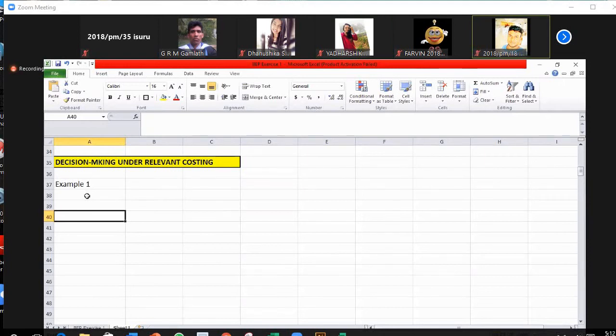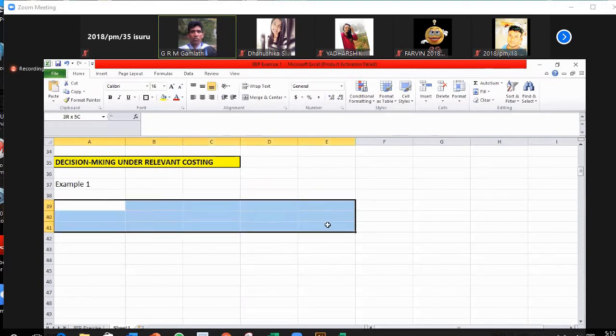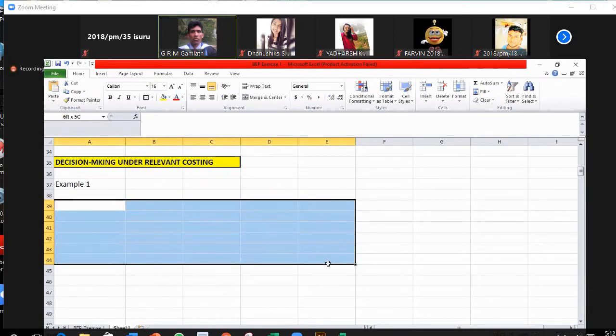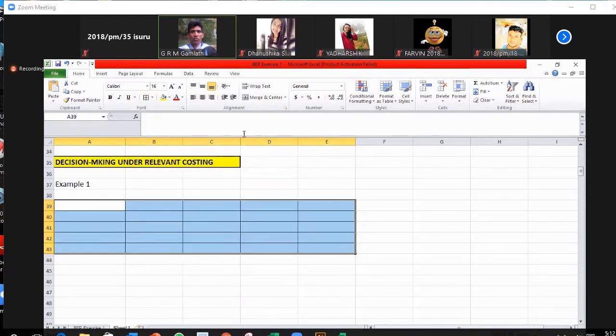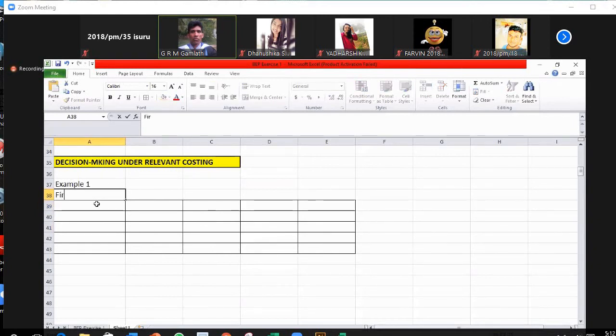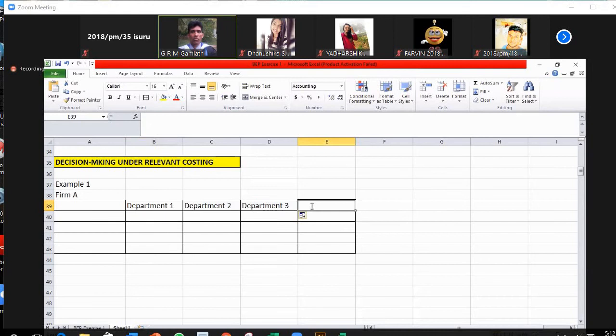Now we will see the example. This is the record. This is firm A. There are three departments, department 1, 2, 3.